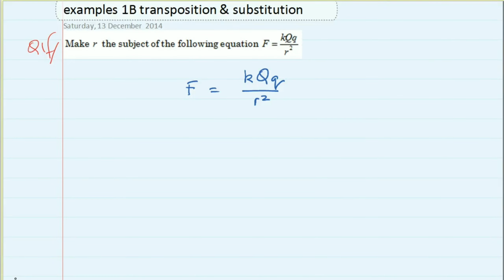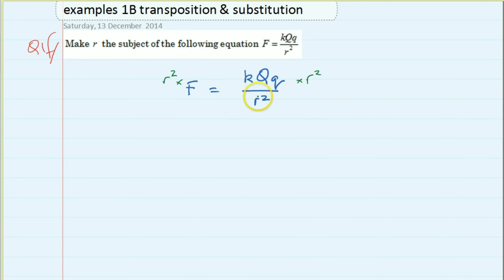Question number 1F says make R the subject of the following equation. Now the first thing I'm going to do here is, what we want is this R squared, it's currently being squared. Now I'm going to multiply both sides of this equation by R squared, and the reason I'm going to do that is to get this R squared off the bottom.